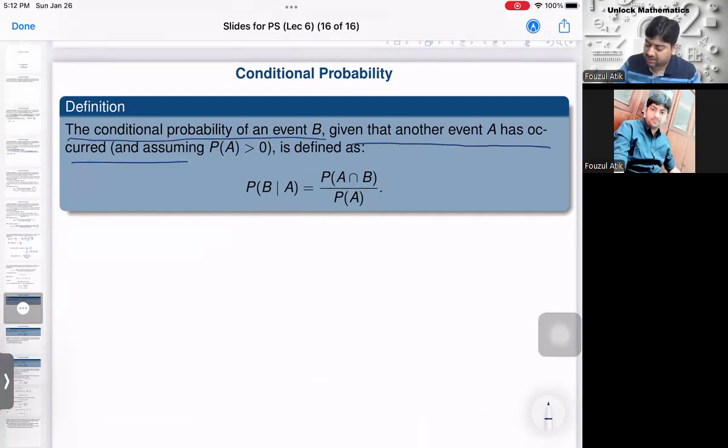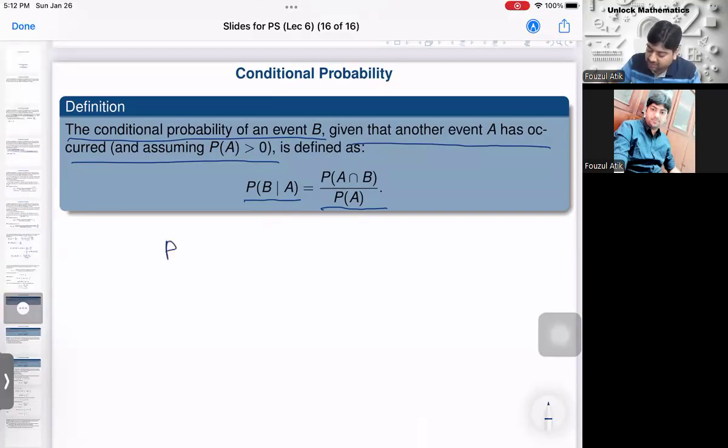A has occurred and assuming that P of A is greater than 0. See, I am saying that the probability of an event B, where another event A has occurred, that event should have positive probability. If that event has 0 probability, then there is no meaning of discussing this thing. So probability of A should be greater than 0. And in this case, it is denoted by P of B by A and defined by P of A intersection B divided by P of A.